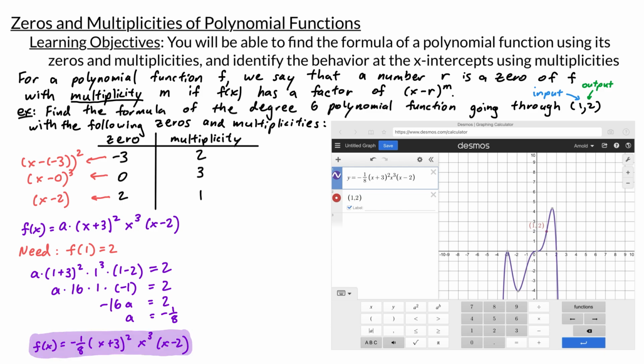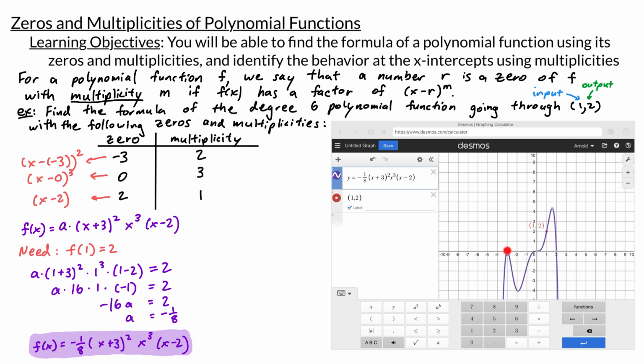Now, one last thing I want to talk about is how the multiplicity affects the behavior at the x-intercepts. At each of our x-intercepts, one of two things can happen. Our graph can either cross the x-axis, or it can go up to the x-axis, touch it, and then bounce off. Let's look at what's happening at each x-intercept.